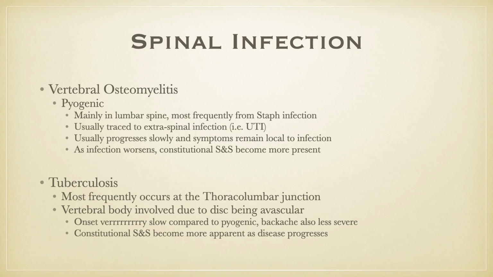In addition to the vertebral osteomyelitis, there's also tuberculosis, TB, which is something that hopefully we're all screened for, especially if you work in a hospital setting. You have to get screened for that regularly. But this is something that does commonly occur in the thoracolumbar junction when we talk about infections.